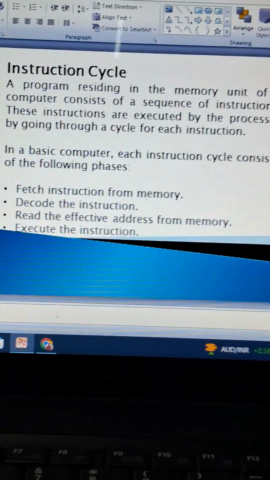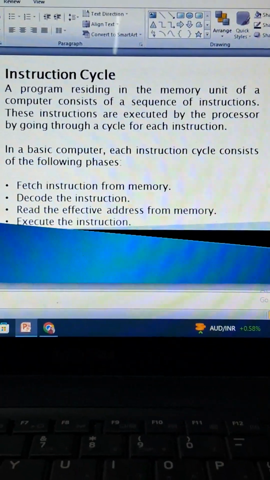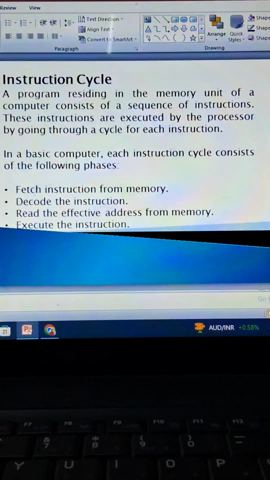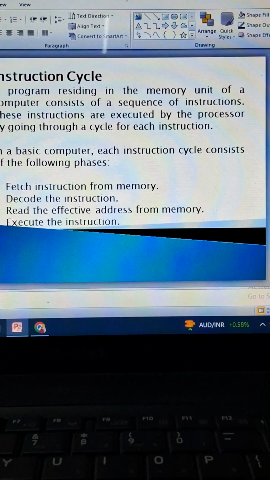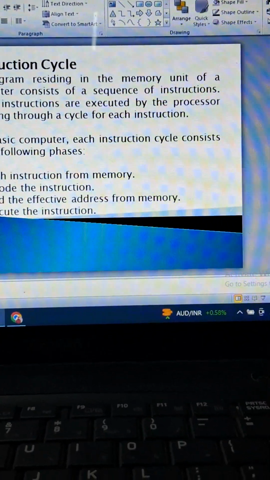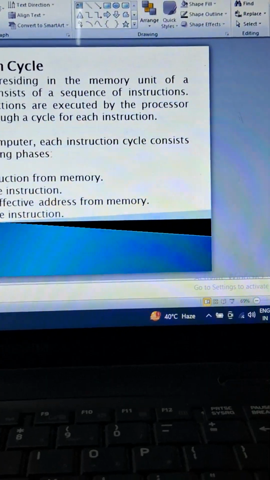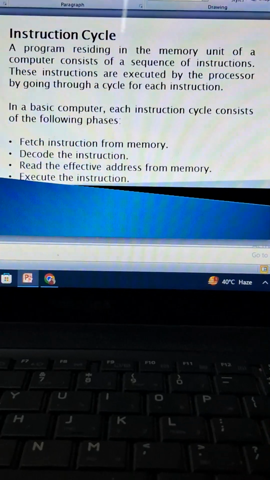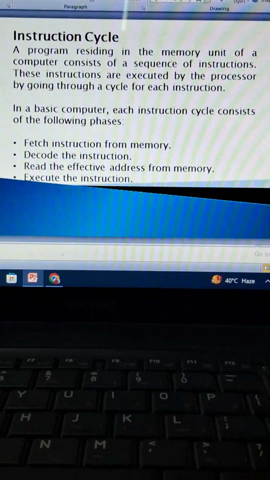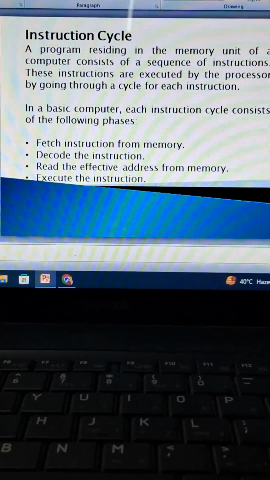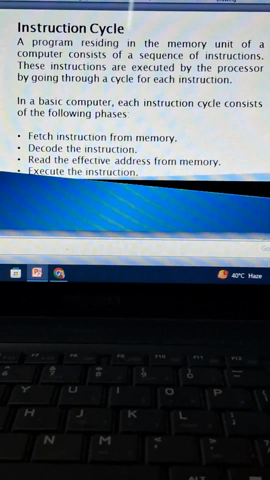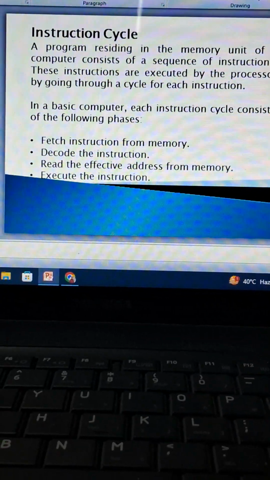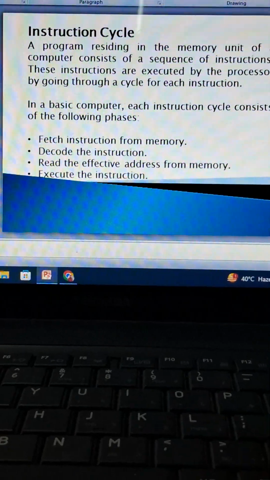A program residing in the memory unit of a computer consists of a sequence of instructions. These instructions are executed by the processor by going through a cycle for each instruction. In a basic computer, each instruction cycle consists of the following phases. Every instruction, whether it is a print command, the execution of any command, or starting any software, is an instruction that is executed by the CPU. So it has a process of execution that consists of these steps.